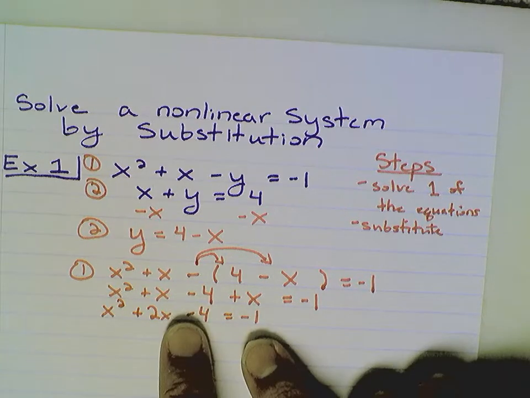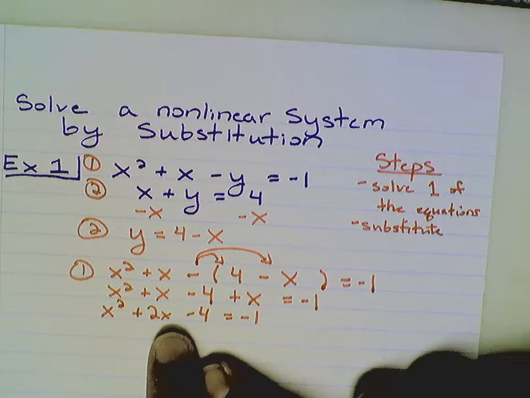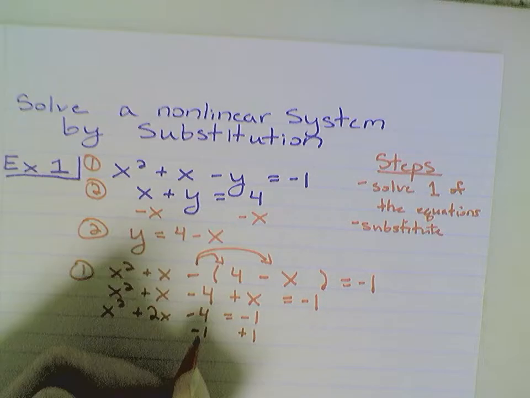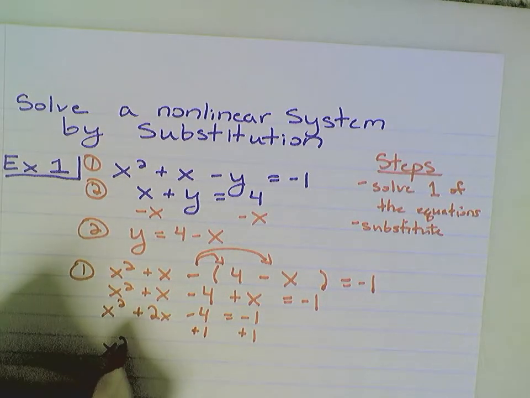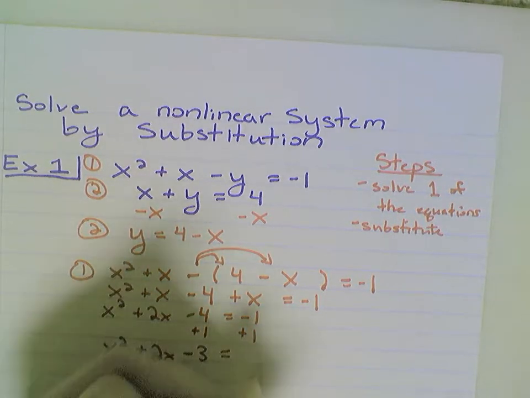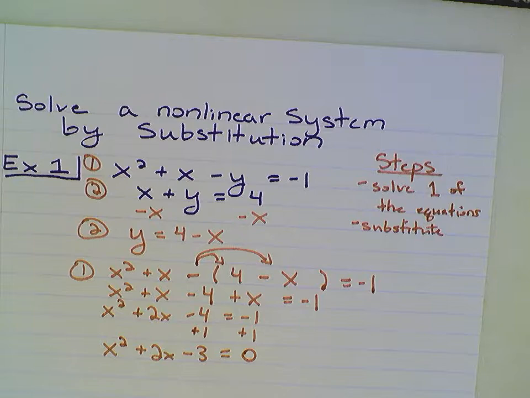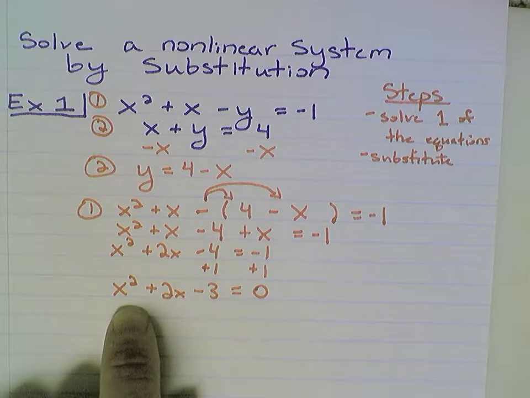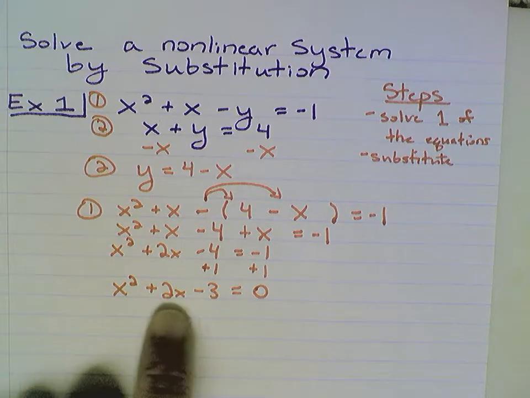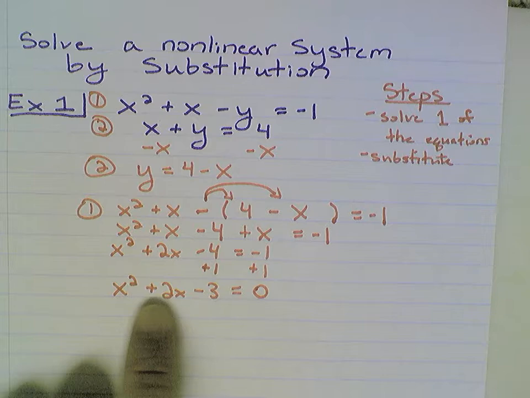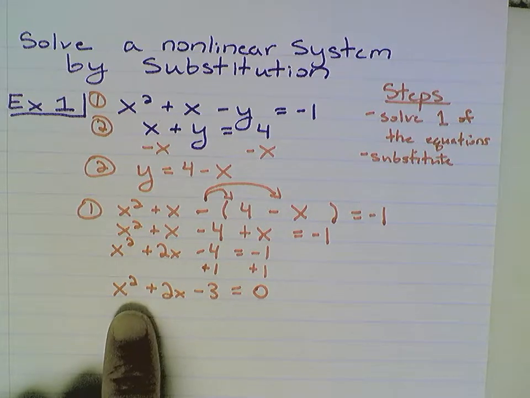The first step in solving is always to get everything to one side of the equation. So I'm going to add 1, and I'll get x squared plus 2x minus 3 equals 0. At this point in the problem, you'll notice that I now have a quadratic, and the quadratic is in standard form. Anytime I have a quadratic equation in standard form, I want to solve it by factoring.